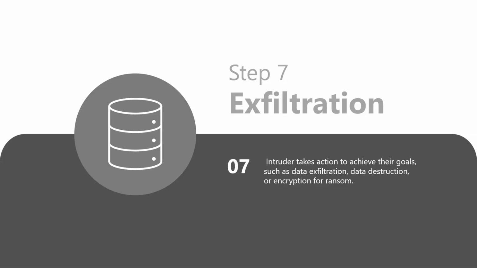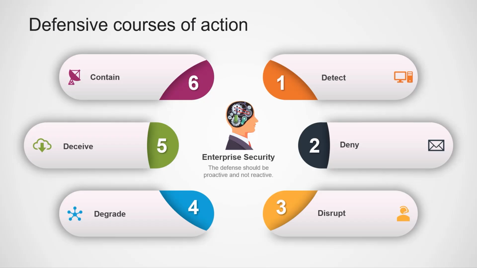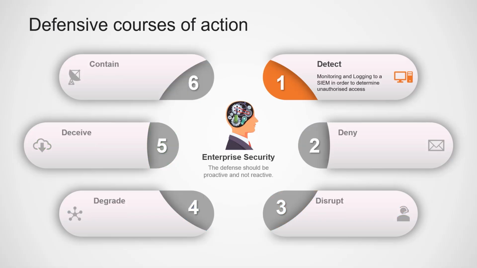Now, what we need to do is actually look at the defense's course of action within this cyber kill chain. We have 6 steps that we can do. We can detect, we can deny, we can disrupt, also degrade, deceive, and contain. Each one of those steps, if we look at it, detect would be, for example, the monitoring and logging to a SIEM, or security incident and event management, in order to determine unauthorized access. Next, we'll deny, where we can prevent information disclosure and unauthorized access with role-based access control.